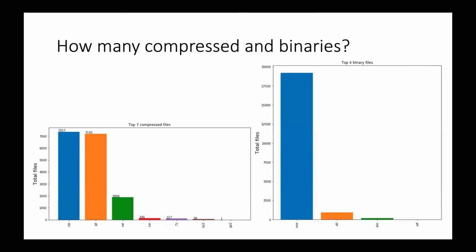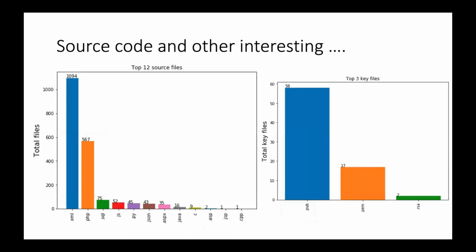There were also binary files. There were a lot of them, and I think most of them were, once again, backups of programs and maybe installation files and that kind of stuff. So that was not very interesting. But the cool thing is that there were also source code and all sorts of files. XML, okay, it's probably not very important. PHP, okay, it could be interesting. SQL files, JavaScript, Python, JSON, Java, C files, and whatnot.